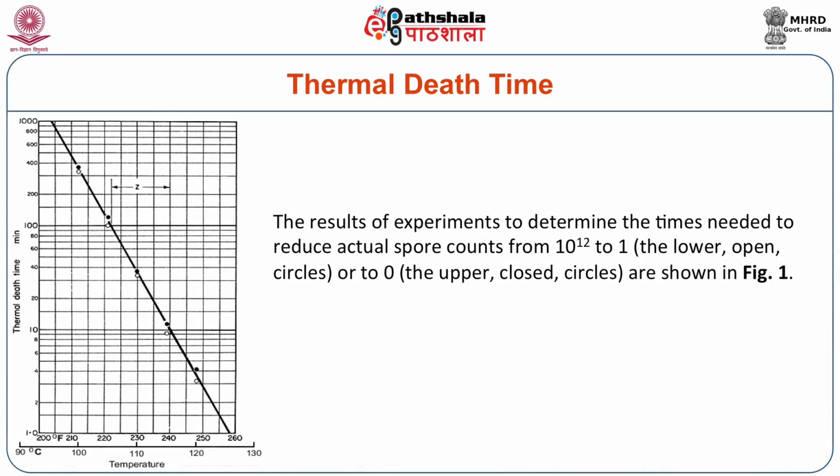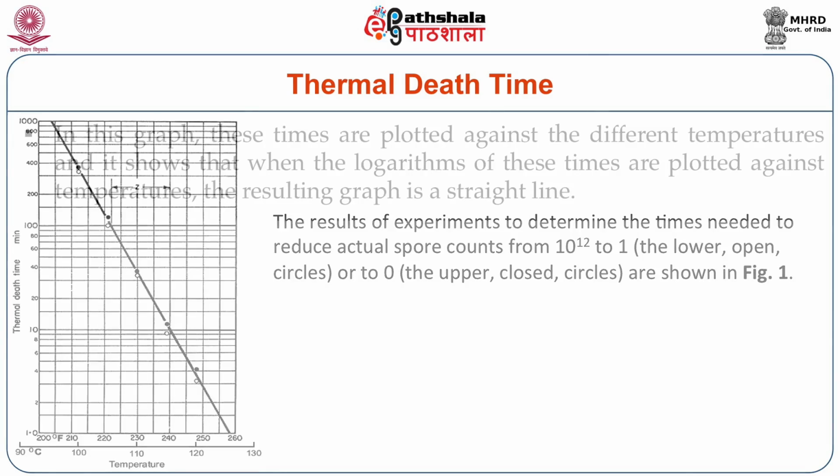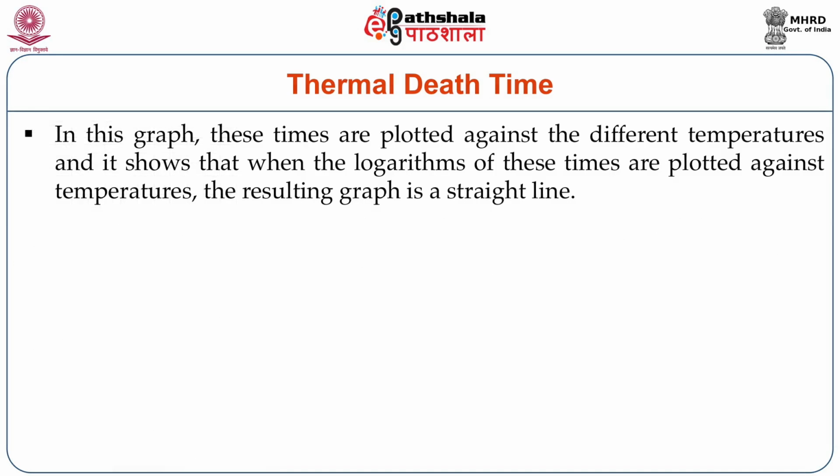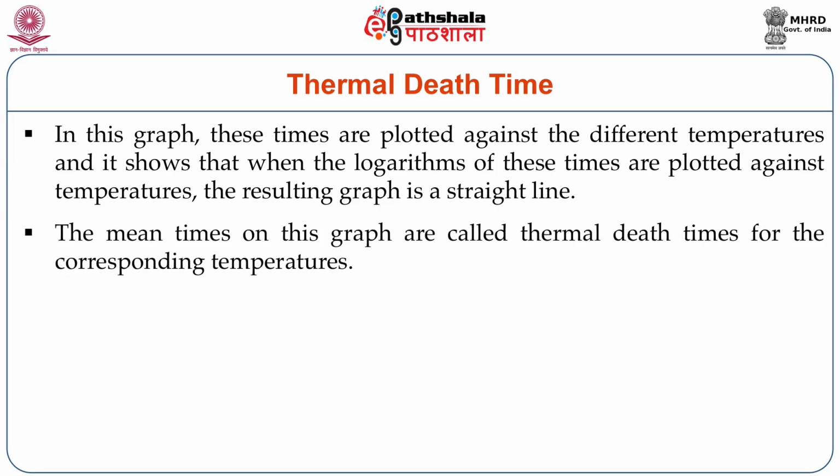The results of experiments to determine the times needed to reduce actual spore counts from 10 to the power 12 to 1 or to 0 is shown in the slide in the form of a figure. In this slide, you can see a graph, and in this graph, these times are plotted against different temperatures, and it shows that when the logarithms of these times are plotted against temperatures, the resulting graph is a straight line. The mean times on this graph are called thermal death times for the corresponding temperatures.